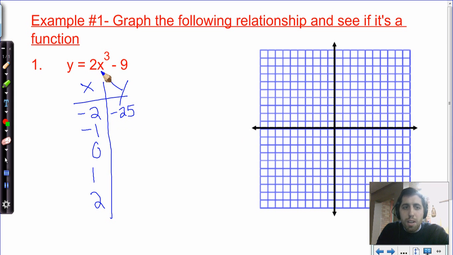Negative 1 to the third power. Negative times a negative is a positive, so that'd be positive 1. Times the third negative 1 would make us back to negative 1. Negative 1 times 2 is negative 2. Minus 9 is negative 11.